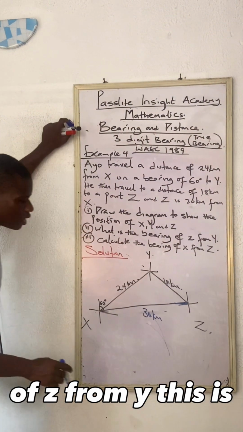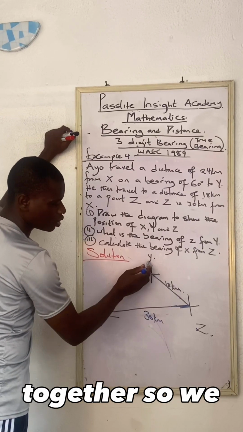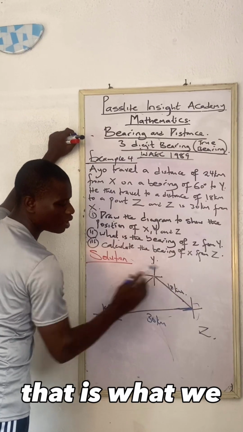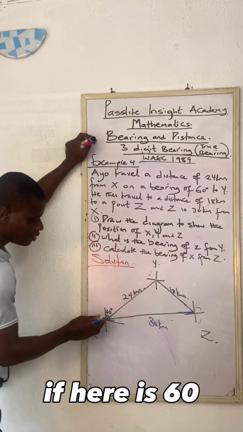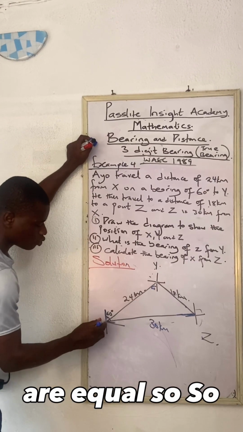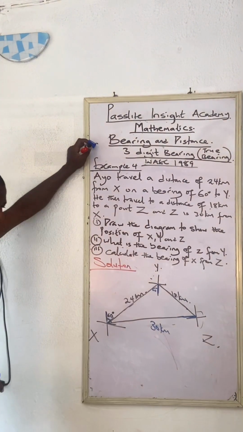So the bearing of Z from Y, this is the line that connects Z and Y together. So we need this from this angle down to this point. So that is what we need. So the first thing we need to do is that if here is 60 degrees, the point here is 60 degrees. Alternate angles are equal. So draw that. So these alternate angles are equal.